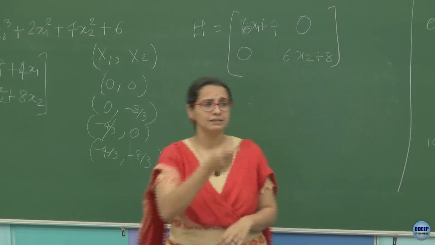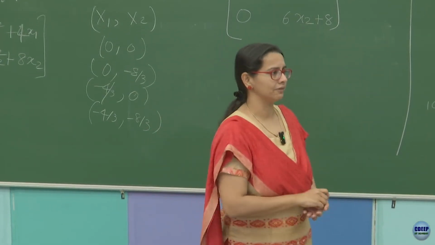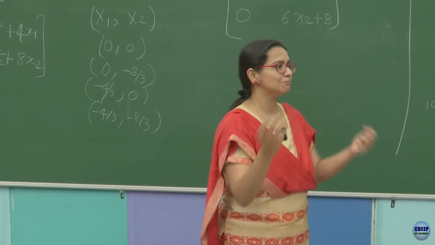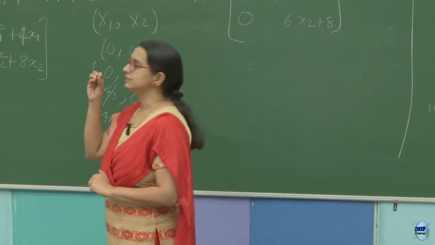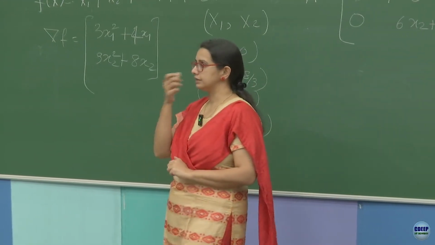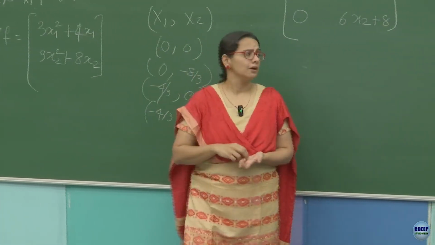So you're going to have one positive eigenvalue, one negative eigenvalue, which means it's neither positive definite nor negative definite, which makes that a saddle point. Okay? All right? What else?